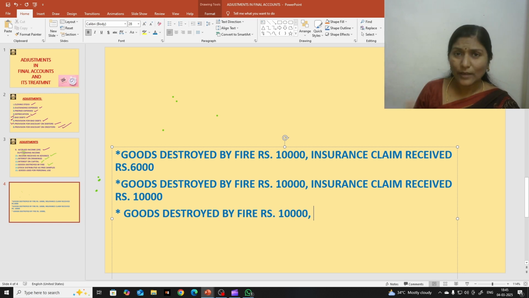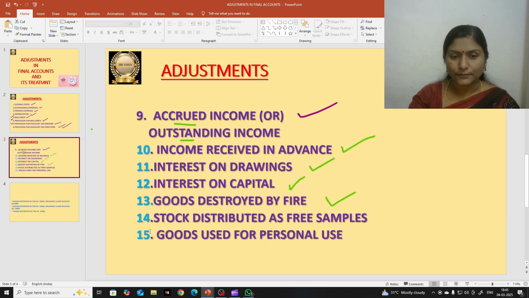That's all. Do we have insurance claim here? No. So don't record in the balance sheet on asset side because insurance claim is not there. So in second case and third case we are recording only 2 times but in different places. Okay, remember this. Okay, so hope you all understood how to deal with the goods destroyed by fire. Okay, let us move to next one.